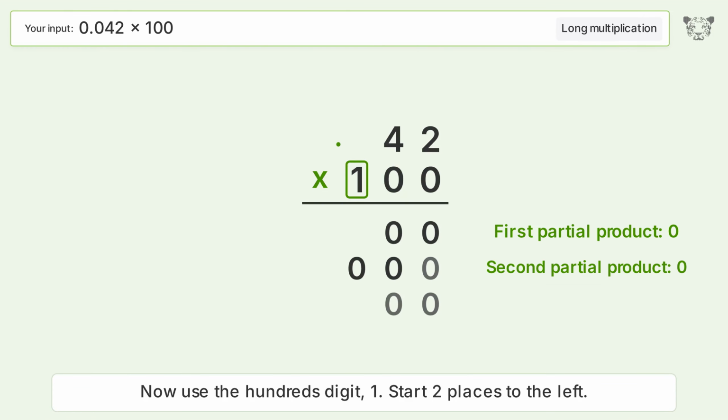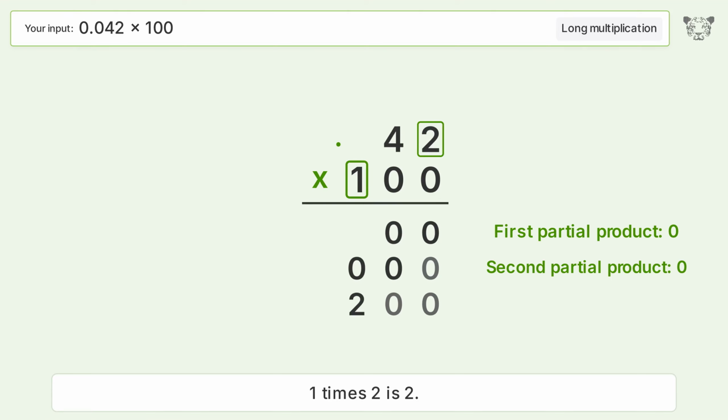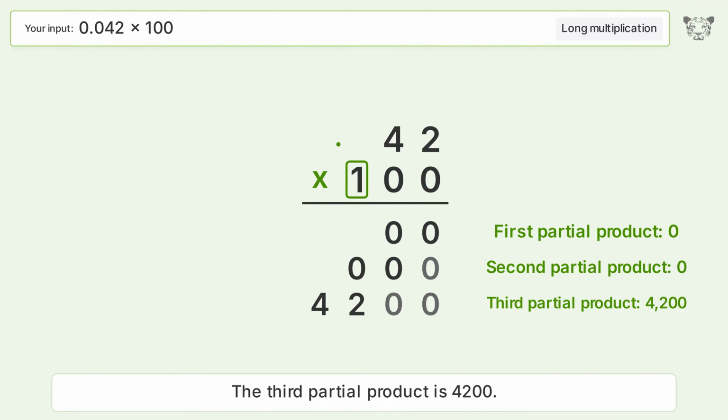Now use the hundreds digit, 1. Start two places to the left. 1 times 2 is 2. 1 times 4 is 4. The third partial product is 4,200.